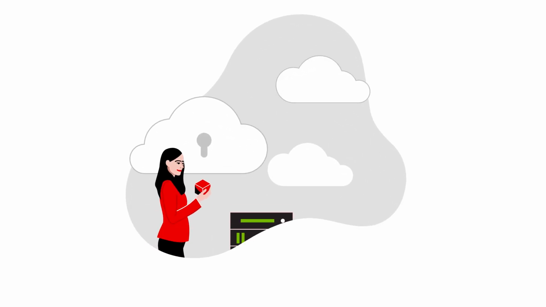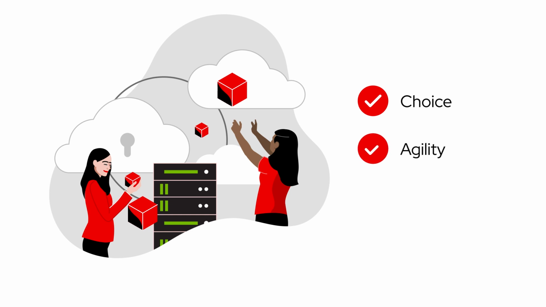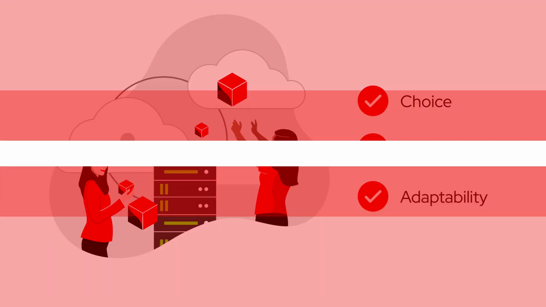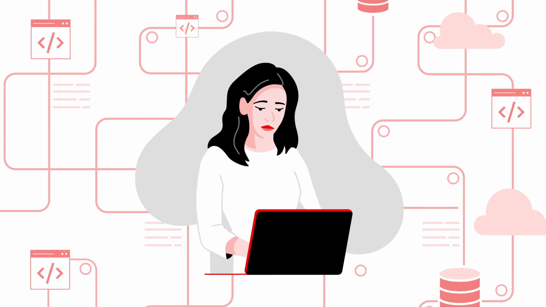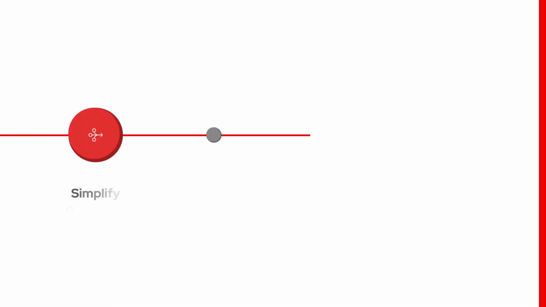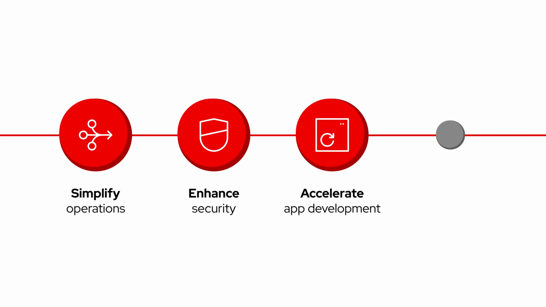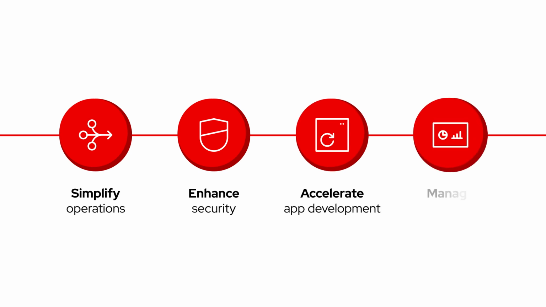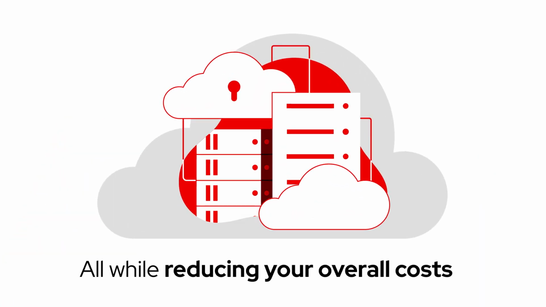Across industries, organizations have adopted hybrid cloud for its advantages in choice, agility, and adaptability. But effectively managing a range of applications and services and their underlying resources across your hybrid cloud environment can be complex and time-consuming. What if you could simplify operations, enhance security, accelerate application development and deployment, and efficiently manage and track all your resources even as your environments scale and grow, all while reducing your overall costs?